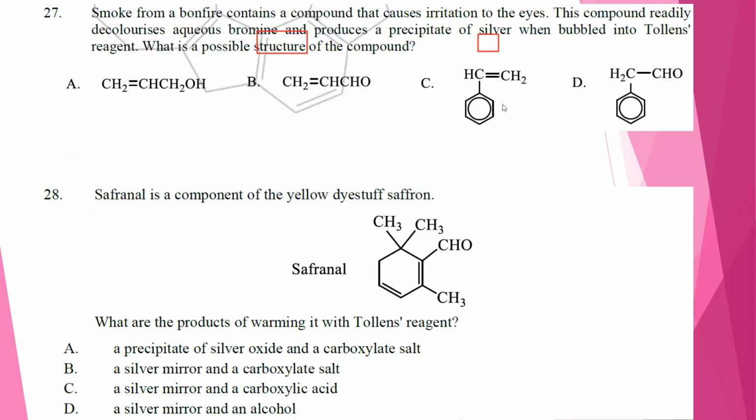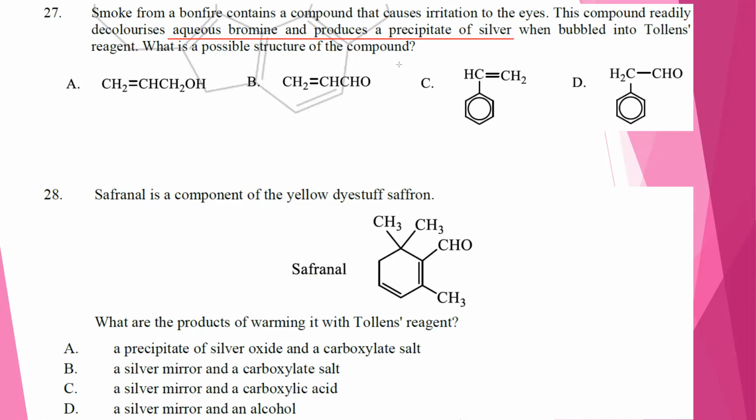Smoke from a bonfire contains a compound that causes irritation to the eyes. This compound readily decolorizes aqueous bromine and produces a silver precipitate with Tollens' reagent. So this is a very important keyword in here. That means there is an aldehyde as a functional group in there. Okay, so what is the possible structure of Y?